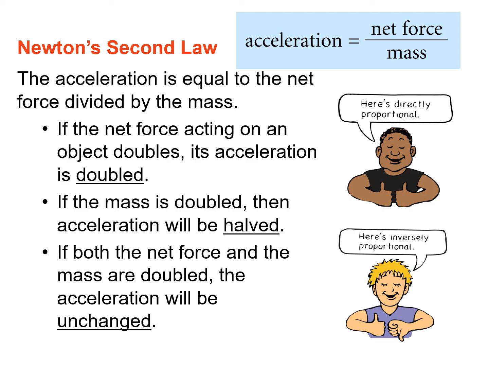If you doubled both the force and the mass, then the acceleration would actually be the same. You would have 2 times the force on top, but 2 times the mass on bottom. The 2's would simply cancel each other out.